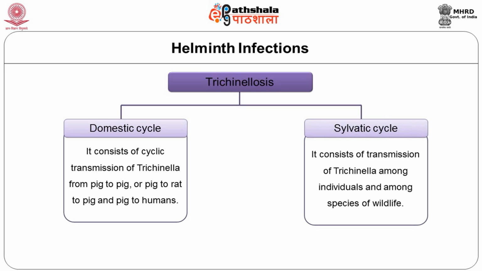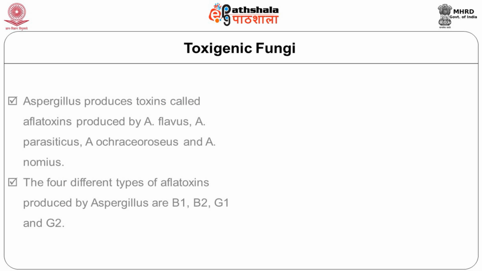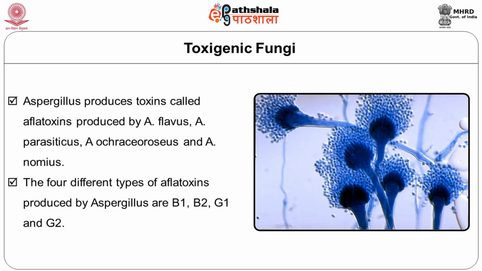The other biological hazards include the fungi. Some fungi are toxigenic and produce toxins called mycotoxins. Around 400 different types of mycotoxins are produced, but among them only 15 are generally of concern with food safety. One is produced by Aspergillus, called aflatoxins. It produces aflatoxins B1, B2, G1 and G2, and among them aflatoxin B1 is the most toxic because it causes cancer.